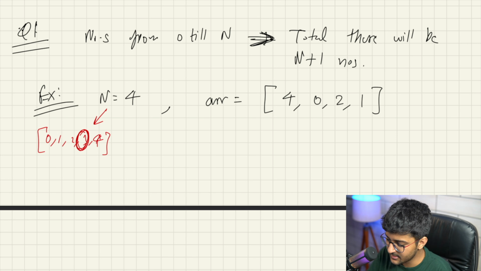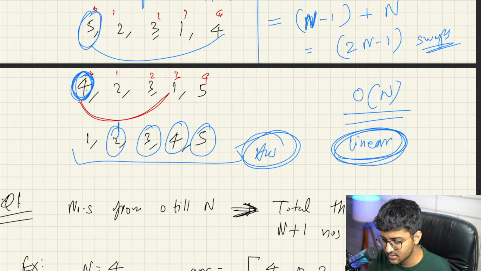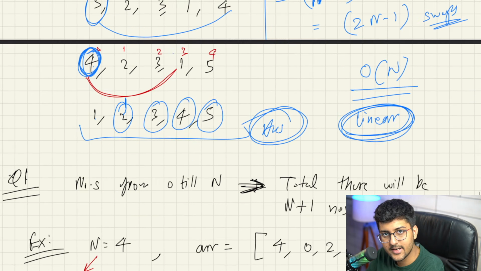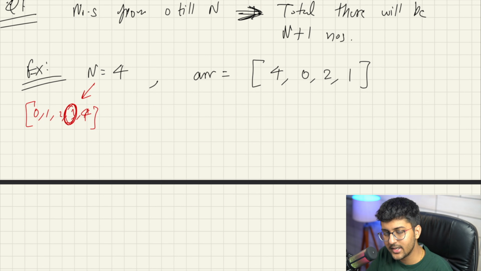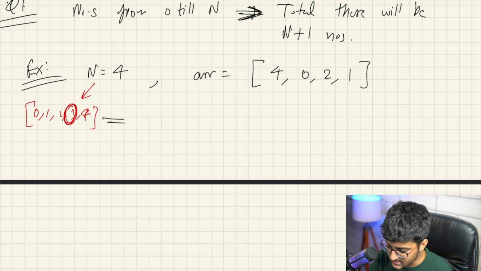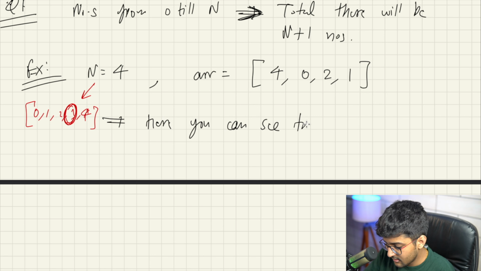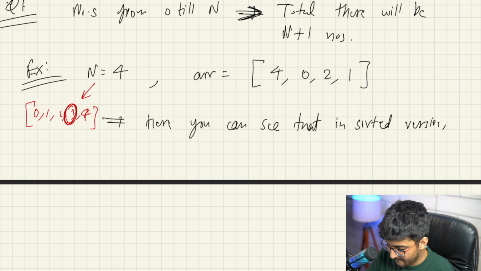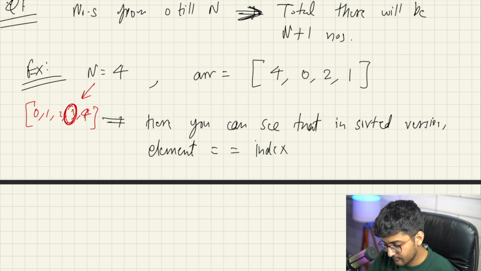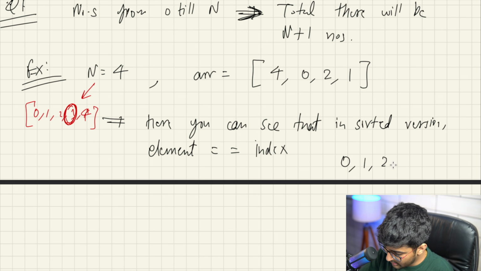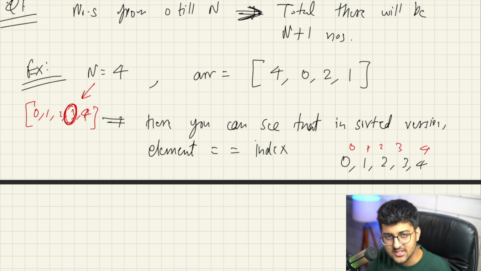What is the difference going to be? The only difference is that in the previous section, every index was at value minus 1. Here every index will be at its own index. So in the sorted version, the element is actually equal to the index. That is true, because if I have 0, 1, 2, 3, 4, the index will be 0, 1, 2, 3, 4. Previously we were checking element minus 1, now we're just going to check equal to element.